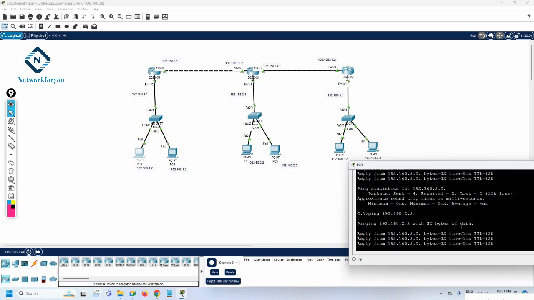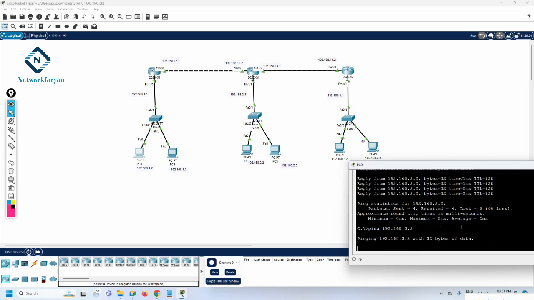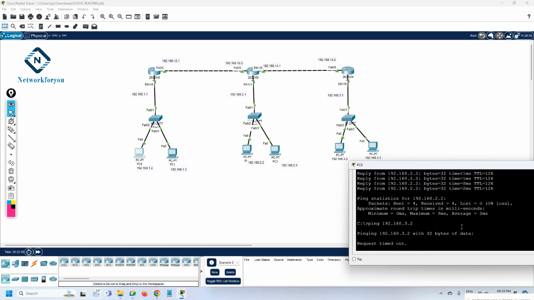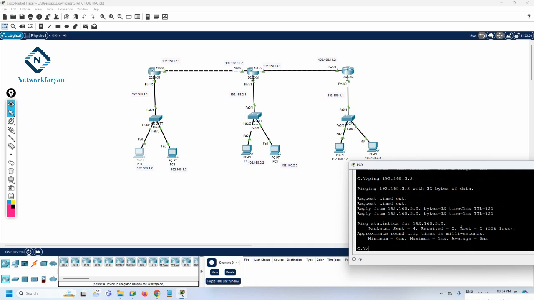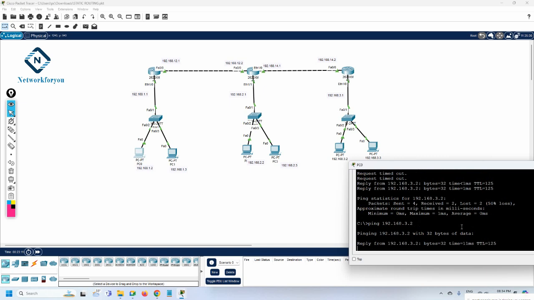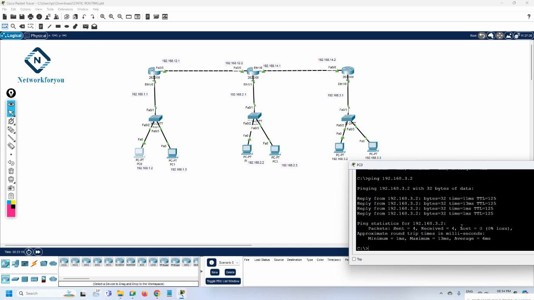So now the head office is communicating with branch office 1. Now we need to make sure branch office 2 is also working. So let's go to 3.2 and see if it is working or not. If it is not working, we need to troubleshoot again. The first 2-3 packets will drop because of ARP. After some time you will have the reply. The reply is coming back, so now everything is working perfectly.